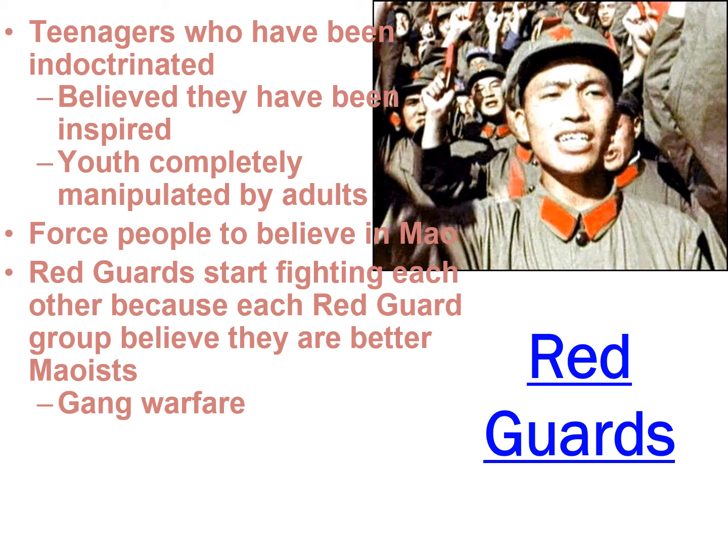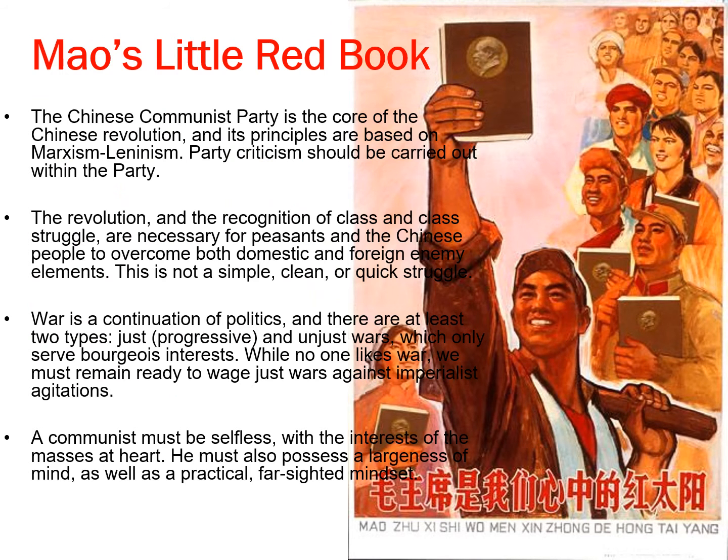And the Red Guards started to fight each other because each guard group thought that they were a better Maoist. Essentially, the Red Guards resulted in street warfare, gang warfare, fiefdom stuff, a competitive edge, which Mao was fine with. And to help to achieve more of this was Mao's Little Red Book.